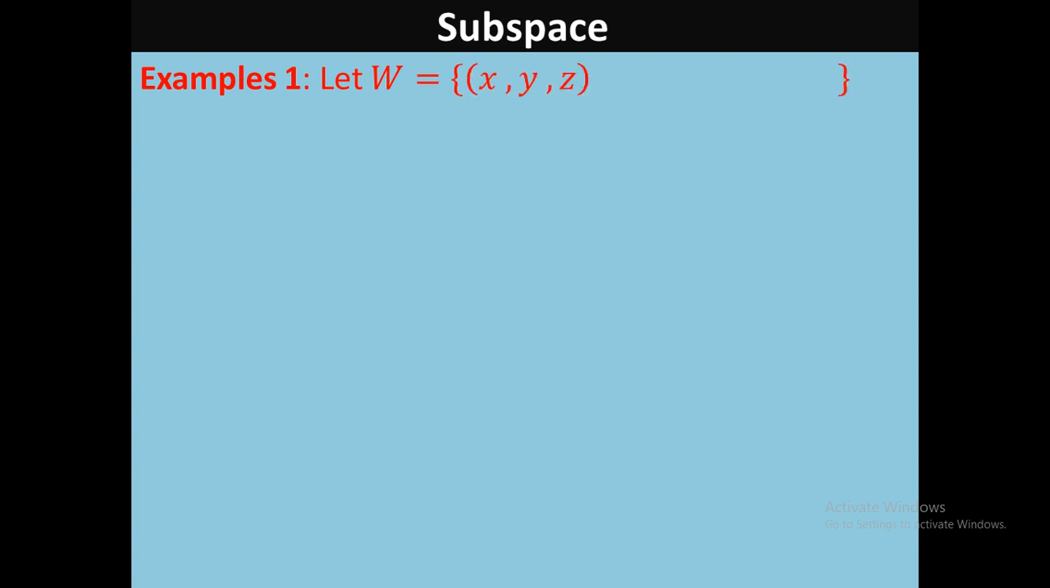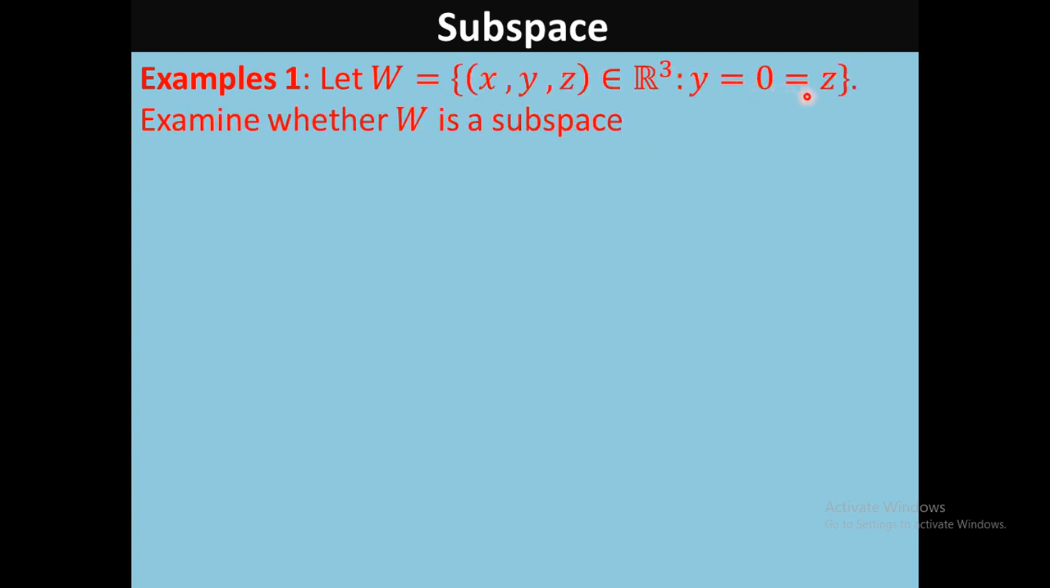Example 1: let W be a subset of R3 such that y equals 0, z equals 0. Examine whether W is a subspace of R3. Actually, you see that all the elements of W are elements in R3 satisfying some condition. Here the condition is y equal to 0 and z equal to 0. That is, the second and third components are 0. You have to check that W is a subspace of R3.